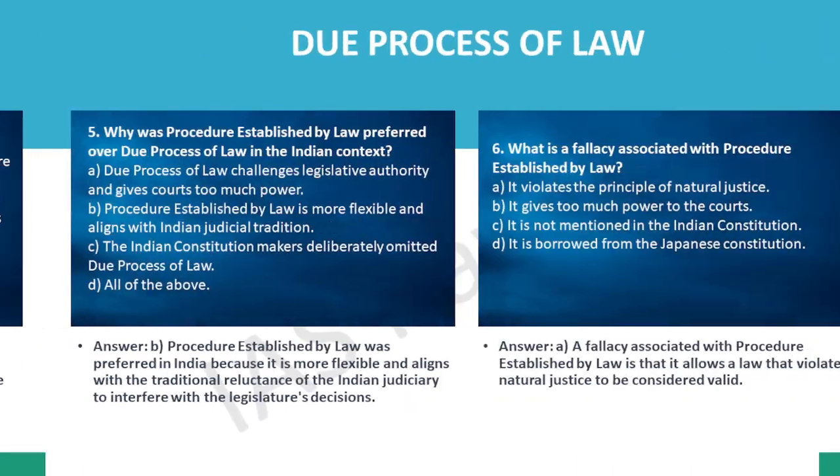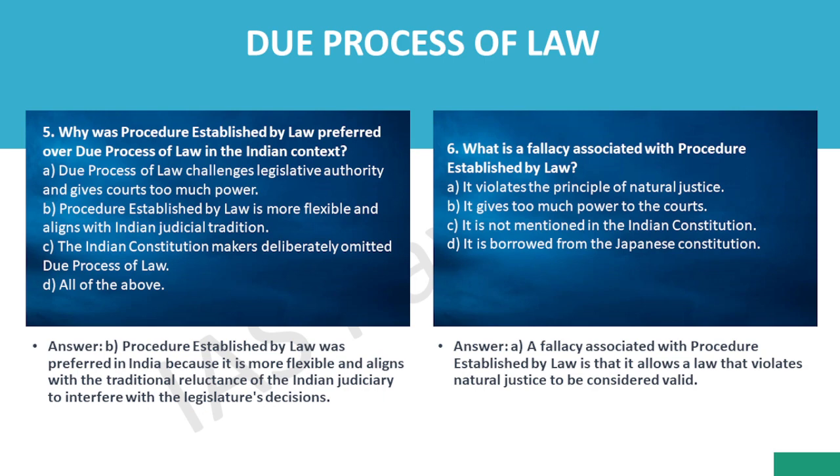legislative reasoning. 5. Why was procedure established by law preferred over due process of law in the Indian context? A. Due process of law challenges legislative authority and gives courts too much power. B. Procedure established by law is more flexible and aligns with Indian judicial tradition. C. The Indian Constitution makers deliberately omitted due process of law. D. All of the above. Answer: B. Procedure established by law was preferred in India because it is more flexible and aligns with the traditional reluctance of the Indian judiciary to interfere with the legislature's decisions.